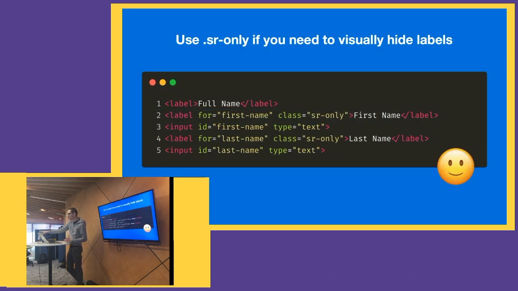You will occasionally want to have one label that describes a group of fields and not have lots of labels for each one. So first name and last name in this case, you might want first name, last name field, but one full name label above it.